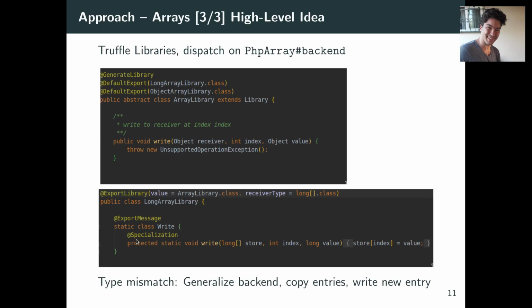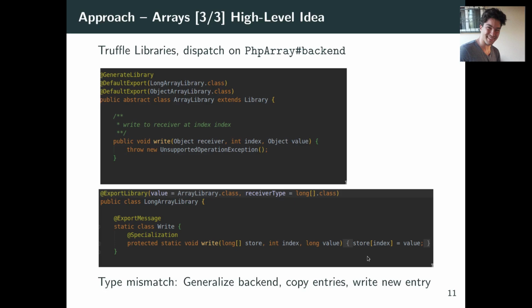So I'd like to show one of these messages, which is the write message, to write into our arrays. And we have here an implementation of a library which assumes that the storage representation is long-based, so primitive long array-based. And so we see here, we assume that the input type is a primitive long, and then an array write is simple, a primitive array store.